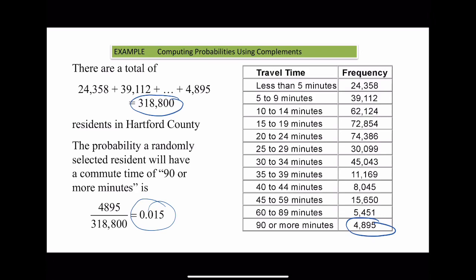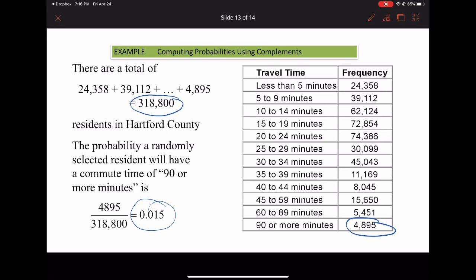I would like you to pause this for a second and calculate the probability that someone's commute is less than 90 minutes, using the complement rule. So use the complement rule to figure out what the probability of someone having a commute less than 90 minutes is. Pause this, figure that out, and come back.